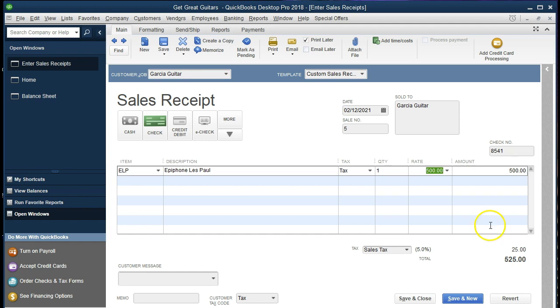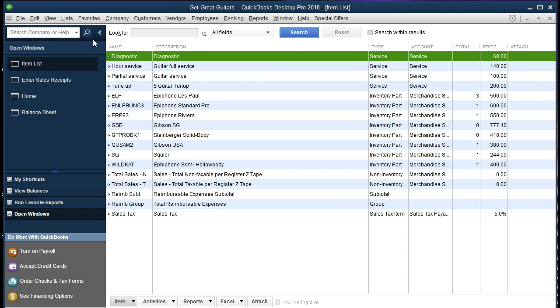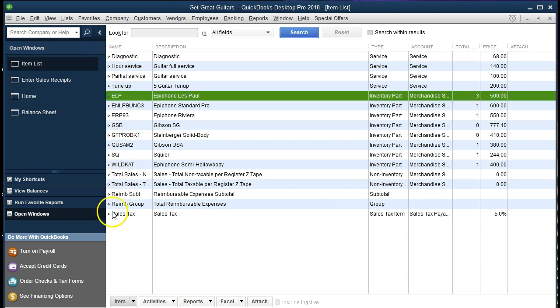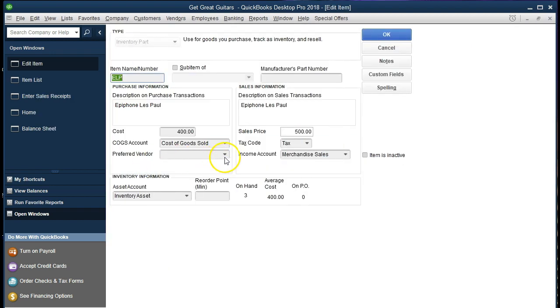Let's take a look at the cost. Where could we find that? Just to know where that could be found. Note that it's not on the sales receipt because we don't want to show it to the customers. In order to see it, we can go to the lists up top and go to item lists. And if we find this item, this ELP right there, we then open that up. I'm going to go to items at the bottom and we're going to edit item.